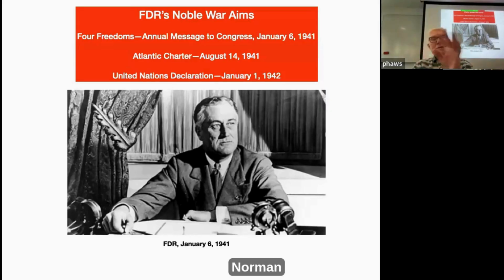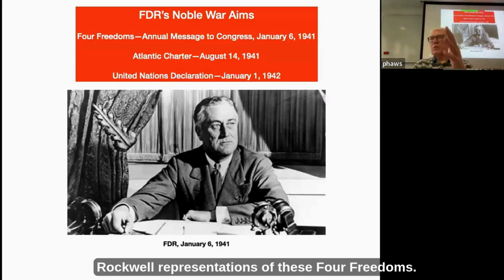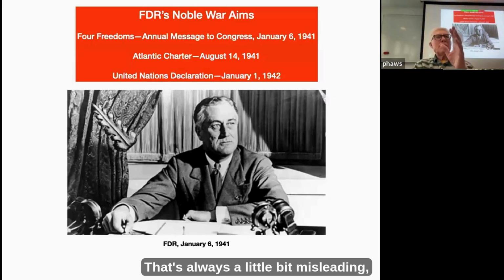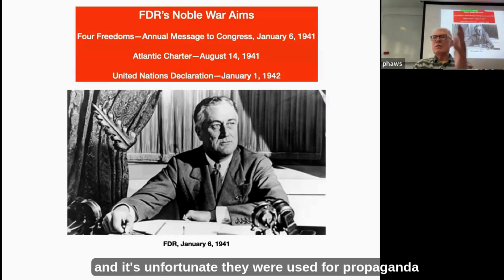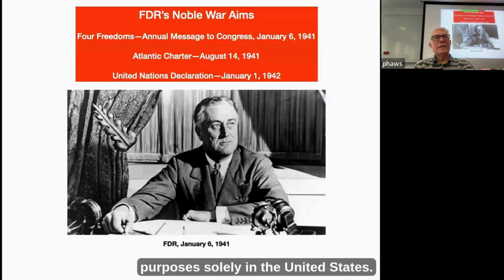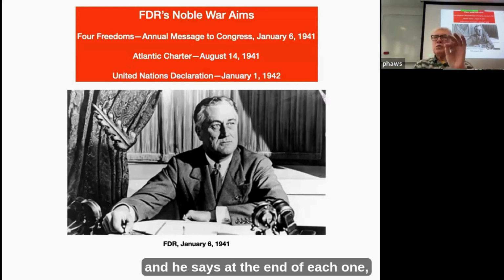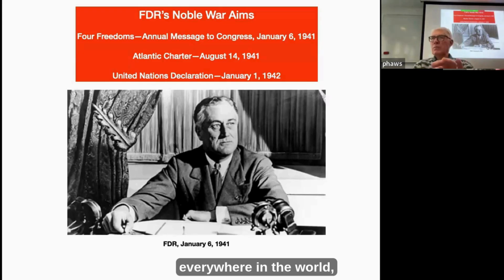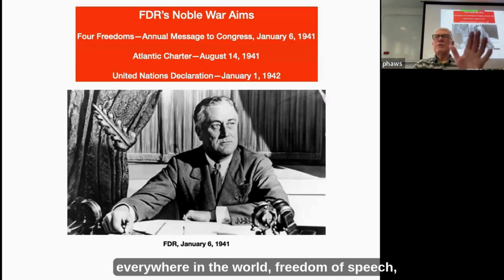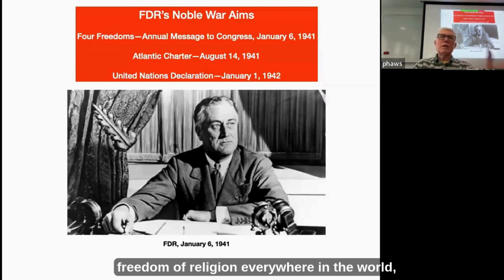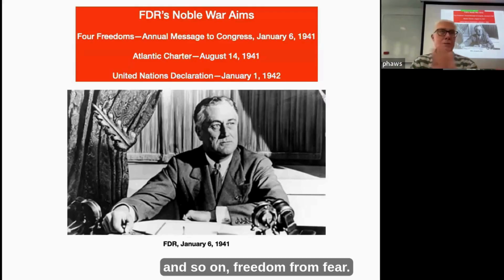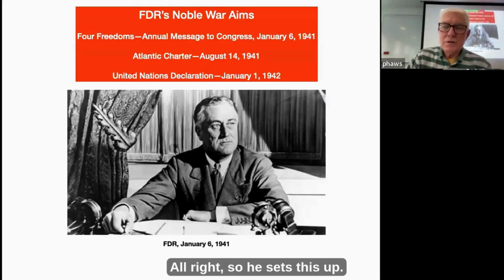Now, you may have seen the Norman Rockwell representations of these four freedoms. That's always a little bit misleading, and it's unfortunate they were used for propaganda purposes solely in the United States, because Roosevelt intended these to be universal freedoms. And he says at the end of each one, everywhere in the world: freedom of speech, everywhere in the world; freedom of religion, everywhere in the world; freedom from want, everywhere in the world; and so on, freedom from fear. All right, so he sets this up.